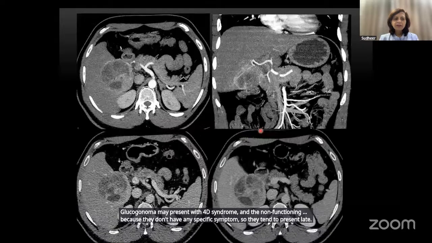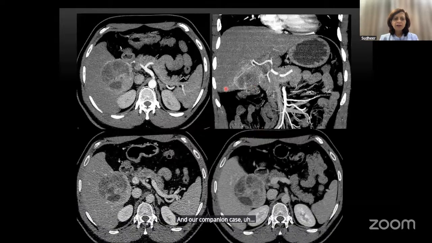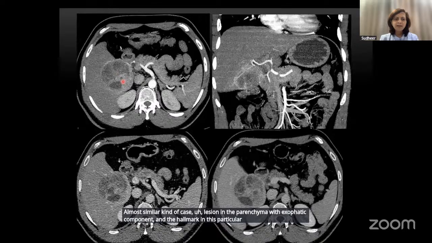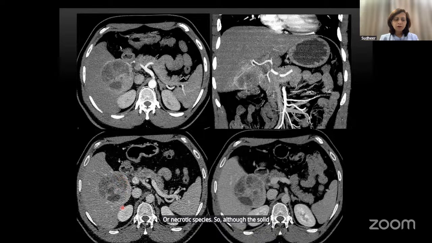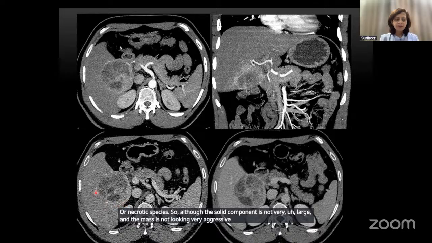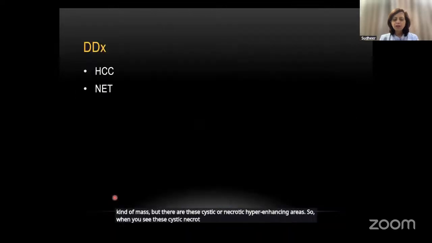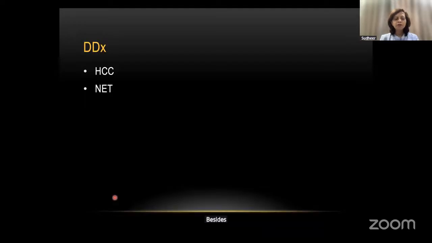And the companion case, a non-cirrhotic liver, and we can see almost a similar kind of case, a lesion in the parenchyma with an exophytic component. And the hallmark in this particular mass is the presence of these cystic or necrotic spaces. Although the solid component is not very large and the mass is not looking very aggressive, it is a very well-defined rounded kind of mass, but there are these cystic or necrotic hypoenhancing areas. So when you see these, you should always keep a differential diagnosis of NET besides the more common diagnosis of HCC.